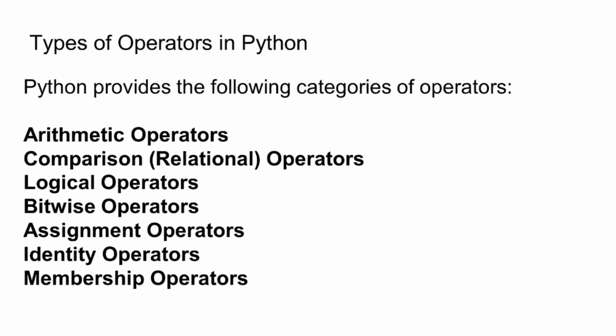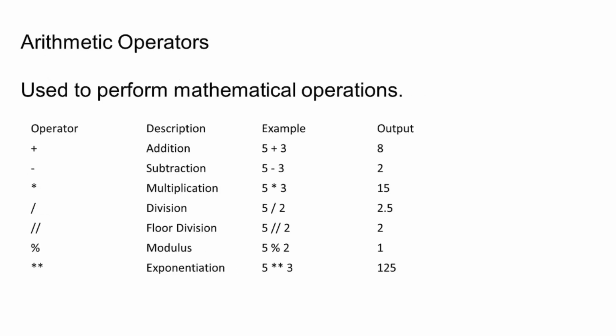Types of operators in Python. Python provides the following categories of operators: arithmetic operators, comparison or relational operators, logical operators, bitwise operators, assignment operators, identity operators, membership operators. First of all, let's know about the arithmetic operators, used to perform mathematical operations like addition, subtraction, multiplication, division, floor division, modulus, exponent.